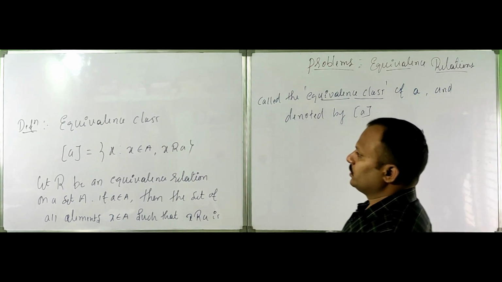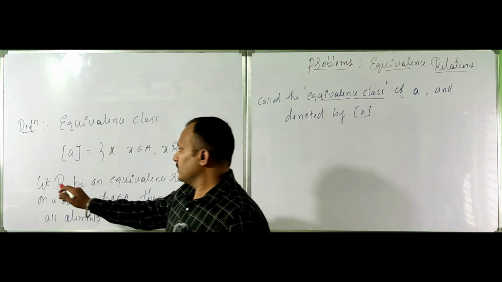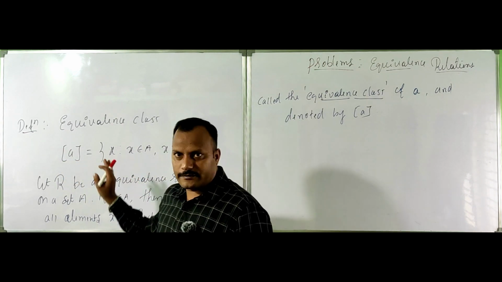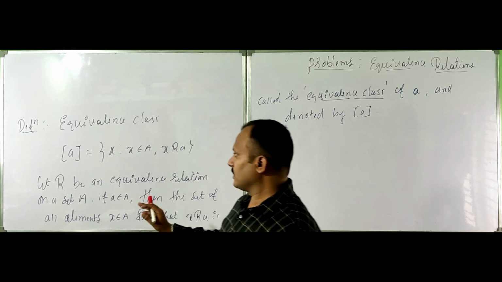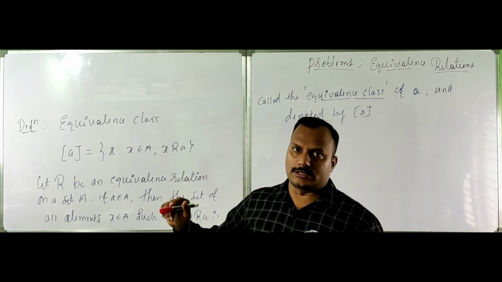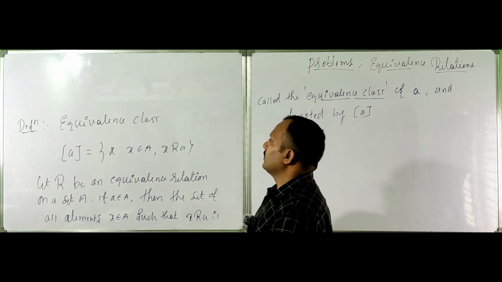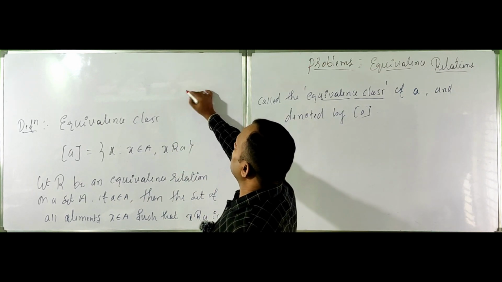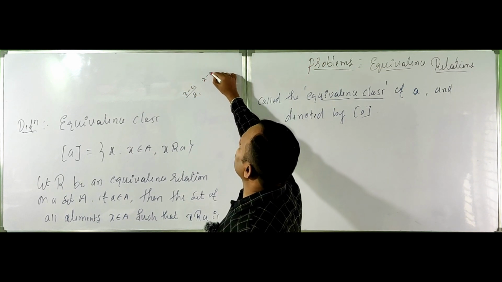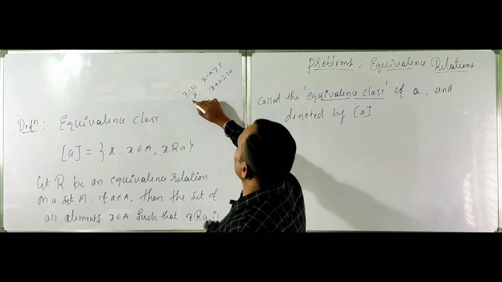Okay, so equivalence class of A, you have to read as: equivalence class of A is equal to the set of X such that X belongs to A and X R A, where R is a relation or condition. There should be some operation, like X minus A divided by 2, or X minus A is greater than 5, or X plus A is equal to 10, whatever it may be.